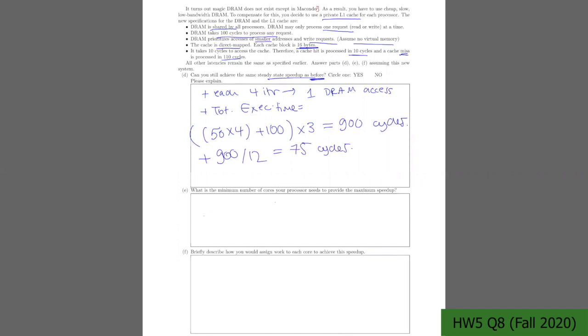That's not going to work because 75 is less than the 1 DRAM access that needs to happen in each 4 iterations, which is 100 cycles. So for some iterations, even the 1 DRAM access part of it would be more than the 75 cycles. Therefore, we cannot have the same steady speed up as before. No. Okay.